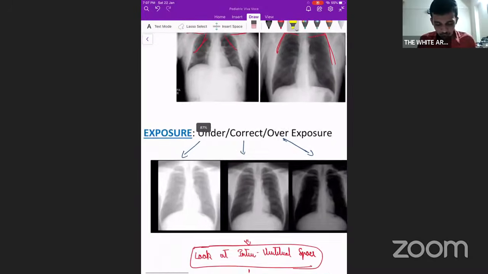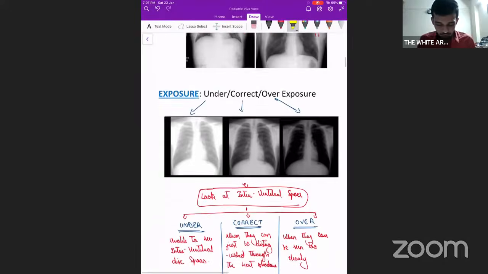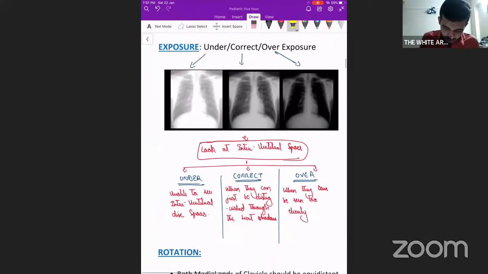Next, coming to exposure. How do we tell whether a film is correctly exposed or not? So you see there are three different X-rays given over here: X-ray A, B, and C. This is underexposed, this is correctly exposed, and this is overly exposed. So only a correctly exposed X-ray can be interpreted in the right way. Correct? That is what we know.